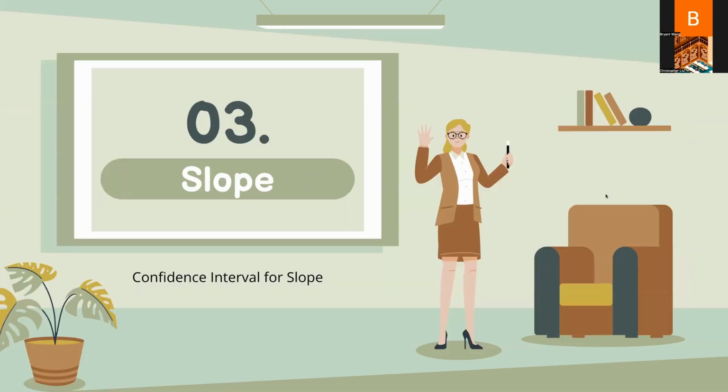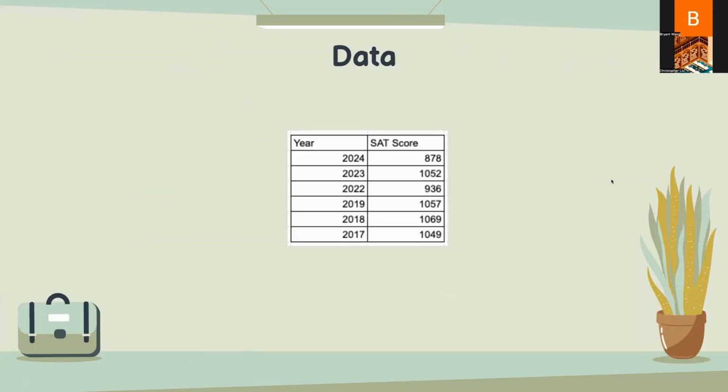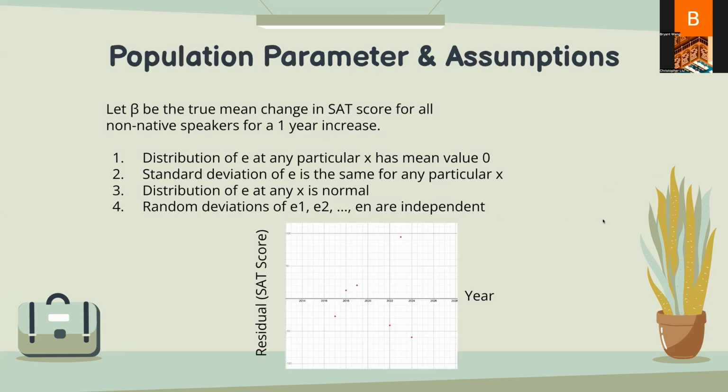So for our third test, we did another slope-related statistical method, but this time we did a confidence interval. Our statistical question for the third test is: what is the amount of change in SAT score over time for non-native English speakers? Here's our data based on the publicized reports, which go back to 2017, and we also excluded COVID here.